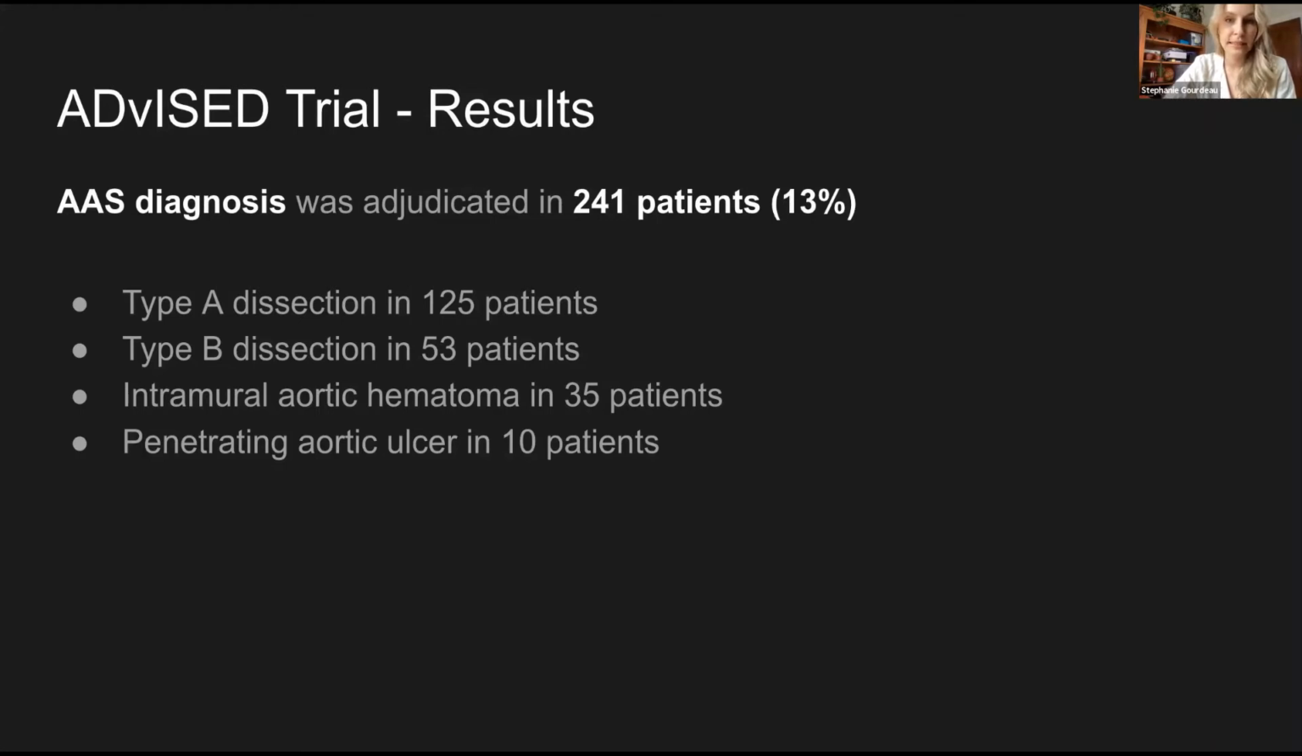Finally, acute aortic syndrome was diagnosed in 13% of the patients, which represented 241 patients. Most of them had type A dissection, but there were also cases of type B dissection, intramural hematoma, and penetrating aortic ulcer.